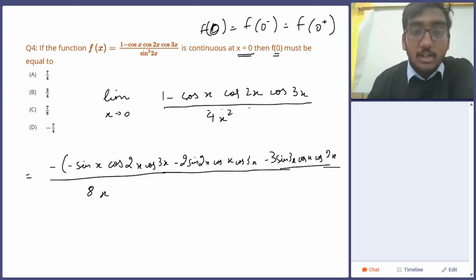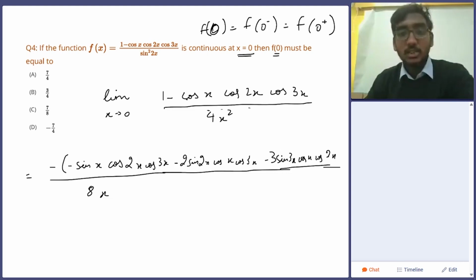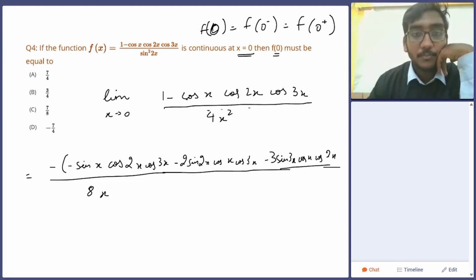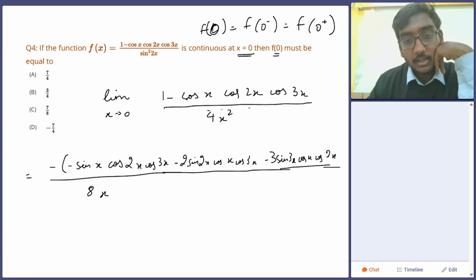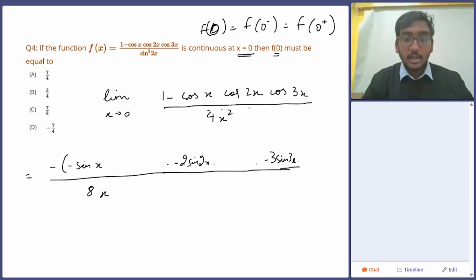You are all aware that cos x is 1 as x tends to 0, right? Obviously, if x tends to 0, 2x or 3x will also tend to 0, right? The cos of those values will be 1. Okay, all these will be unity. So I'll just take them away. Cos x, cos 3x, cos 2x, all will be unity when x approaches 0. Right? This is the expression we will be having, right?